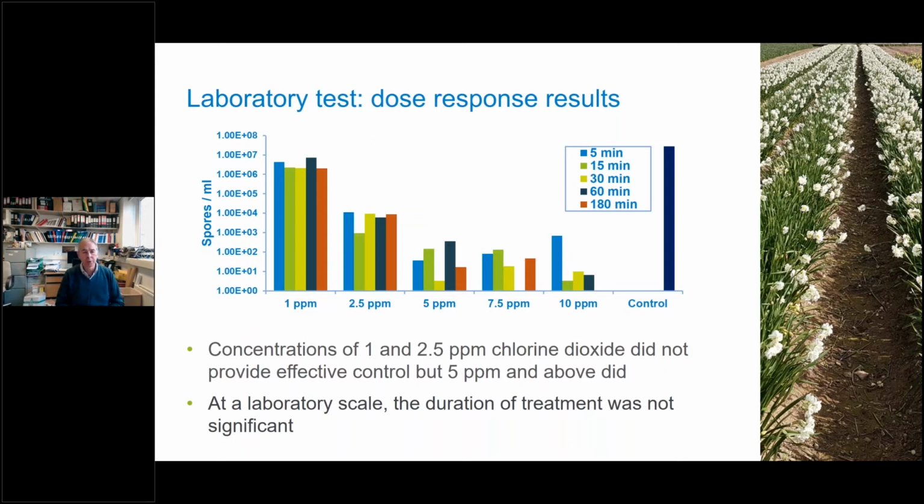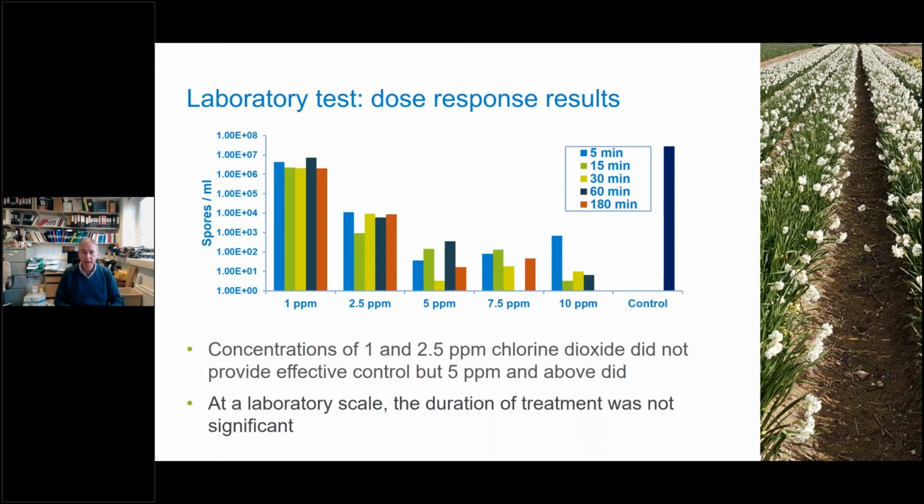If you increase the concentration to 2.5 parts per million, it shows a halving, but it's actually more than a halving because it's taking it down from 10 million down to 10,000. And as you increase the concentration through 5, 7.5, and 10 parts per million, you can see that the concentrations of spores that survive the chlorine dioxide actually fall down to sort of 1 times 10 to the 2 and 1 times 10 to the 1, so somewhere between 10 and 100 spores per milliliter from a starting position of 10 million. And in terms of this sort of trial, that's pretty much complete control.